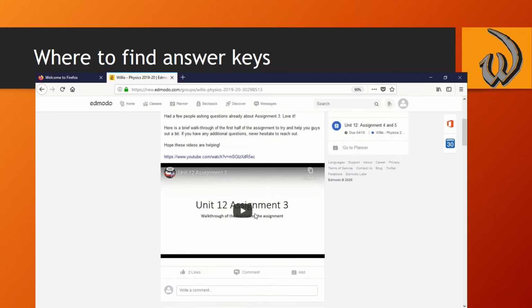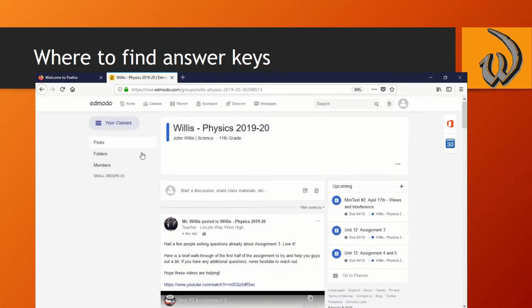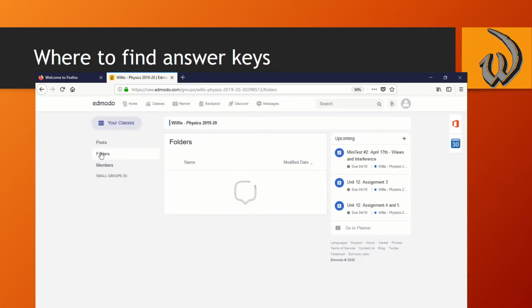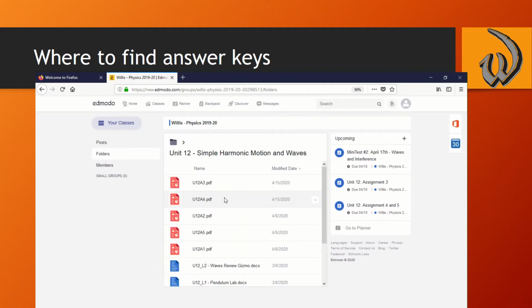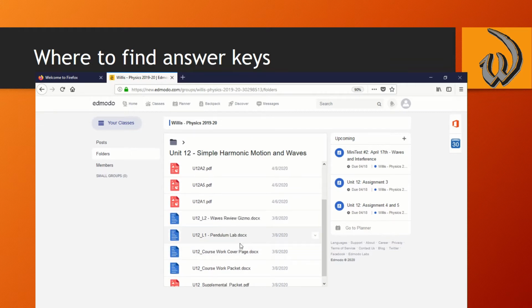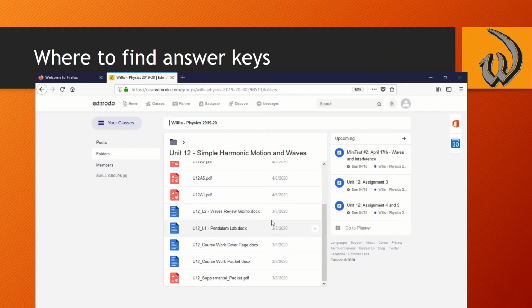Here on Edmodo, because I do have them all posted at this point. So if you guys go up into your folders tab right here, you can go down to Unit 12, Simple Harmonic Motion. And in this little scroll down window, you'll be able to see everything for the entire unit. Here's the answers to assignment 1, assignment 2, 3, 4, and 5, all posted. I posted some of them today, but that's fine. That's what I promised I would do.